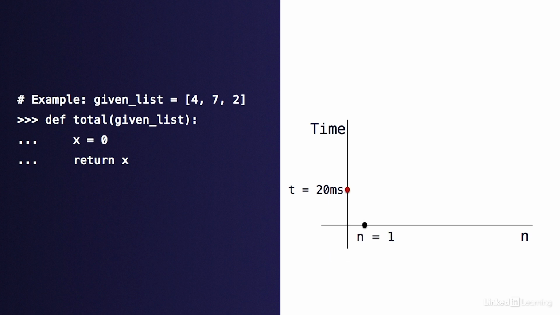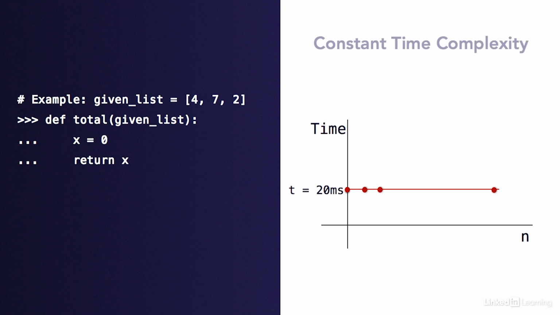What happens when n is equal to 1? It still takes 20 milliseconds because it doesn't do anything with the list. It's the same thing when n is equal to 2, 3, and so on. So this function takes a constant amount of time regardless of the input. That's why this new function is said to have constant time complexity. Let's take a look at another function.